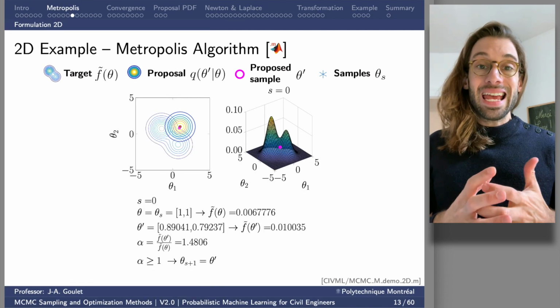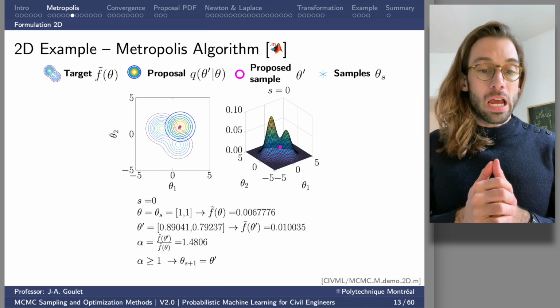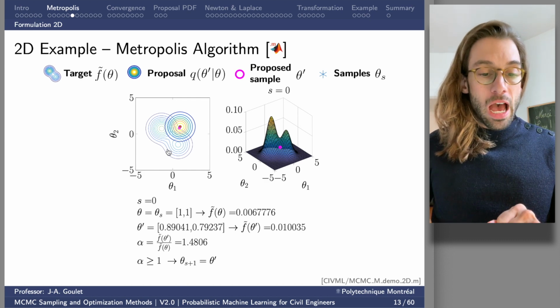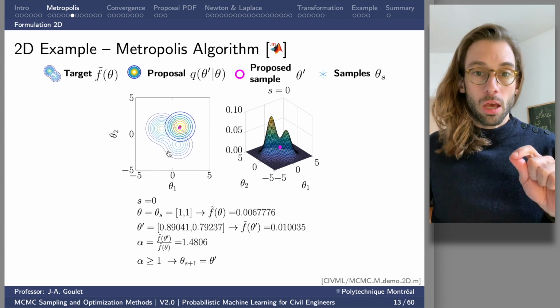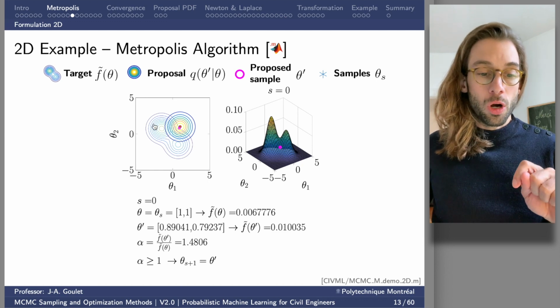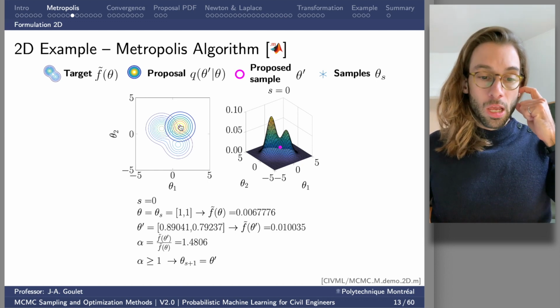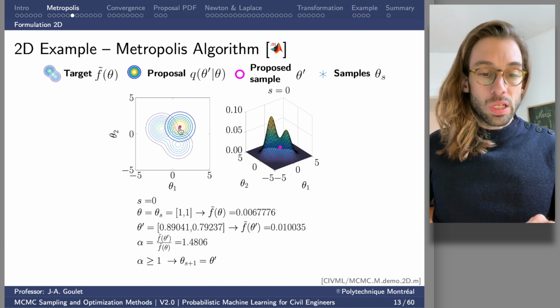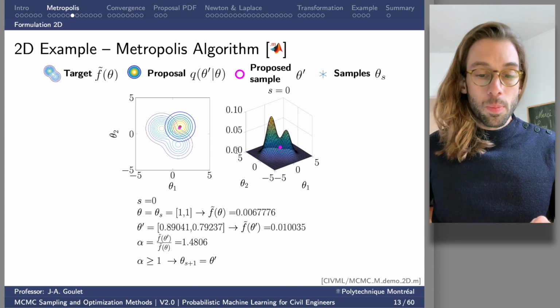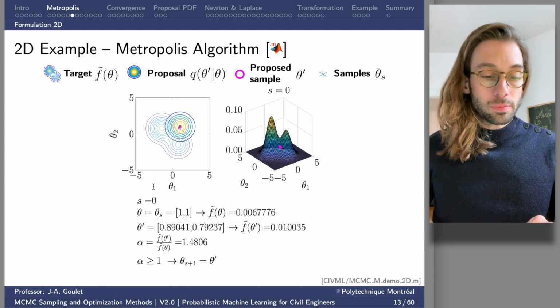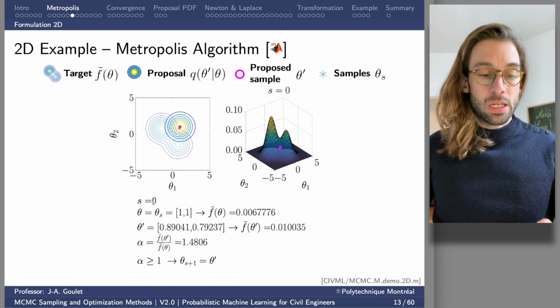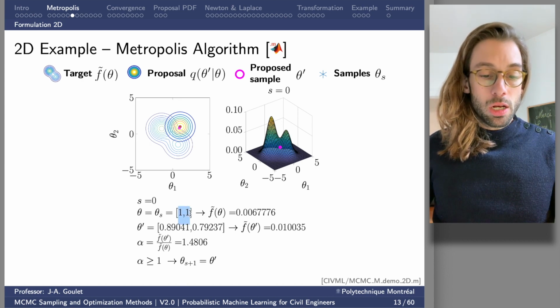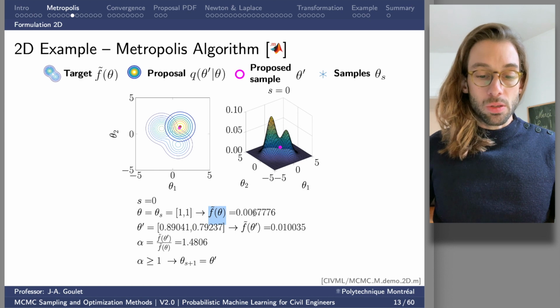Okay, so let's extend this principle to more than one dimension. In this case, the thin line contour is my target PDF. What we have here is my proposal distribution. This is my starting location. My proposed sample is the pink circle, and my current sample is that little star. I'm at sample number 0. My current location is (1, 1). My target value is 0.0067.